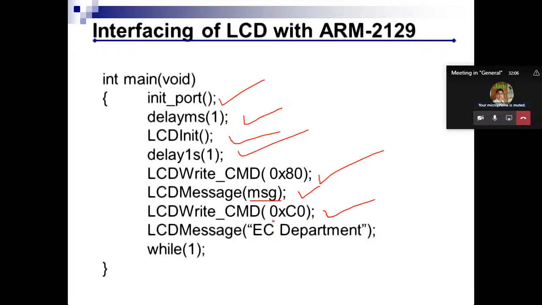So we are sending another command, 0xC0. This is because we want to write on the second line of the LCD. The message is "EC department". Here I am not using any variable, I am directly specifying the message. Here also you can do the same thing. Instead of writing MSG, you can directly write the message you want to display on the LCD. And then while(1).